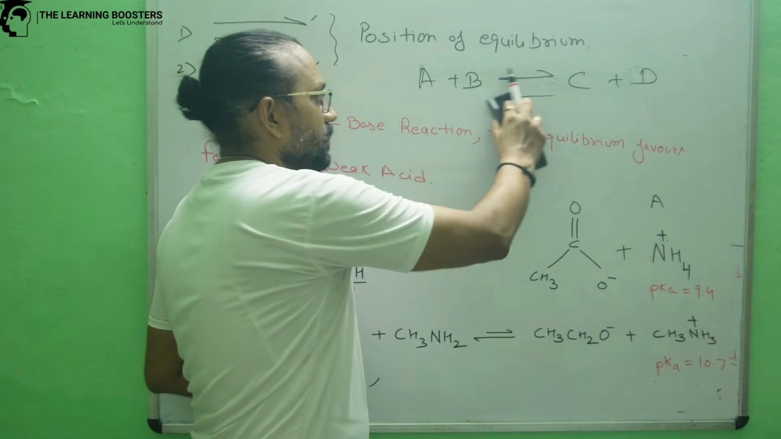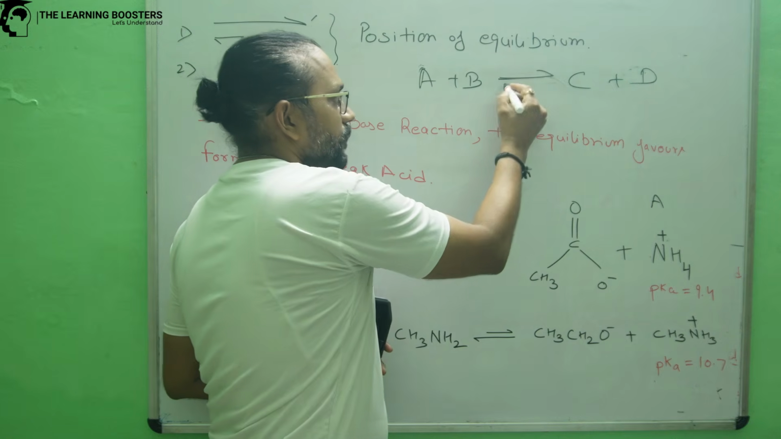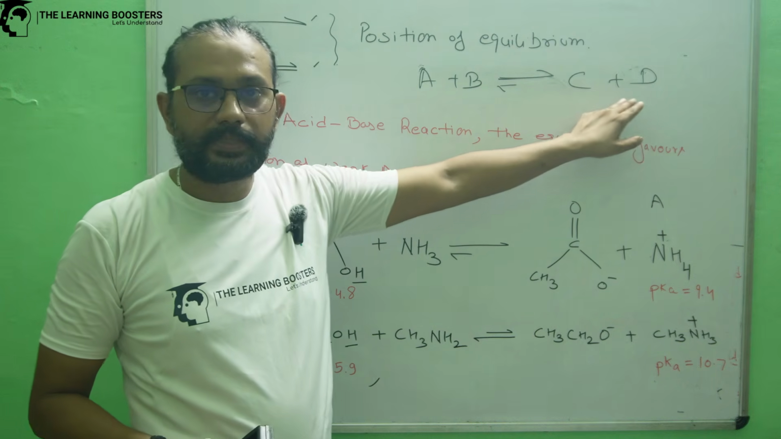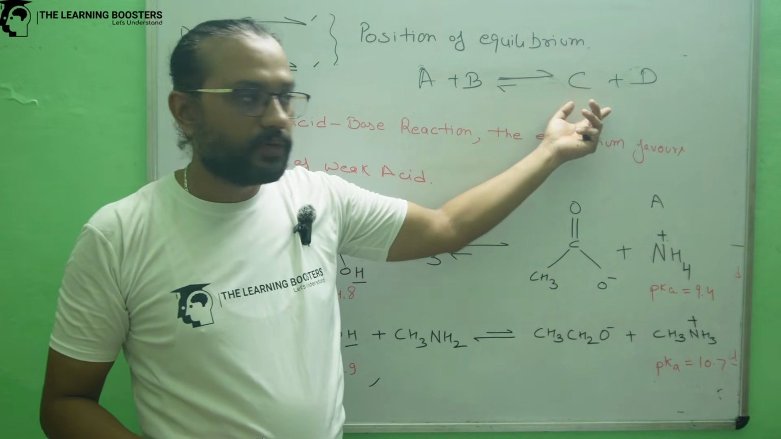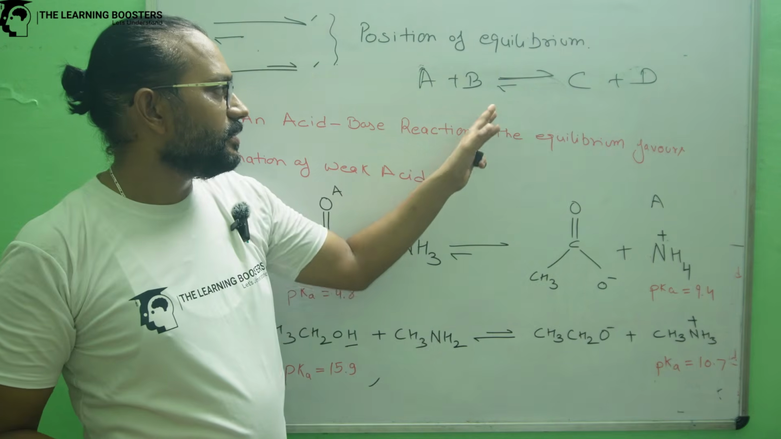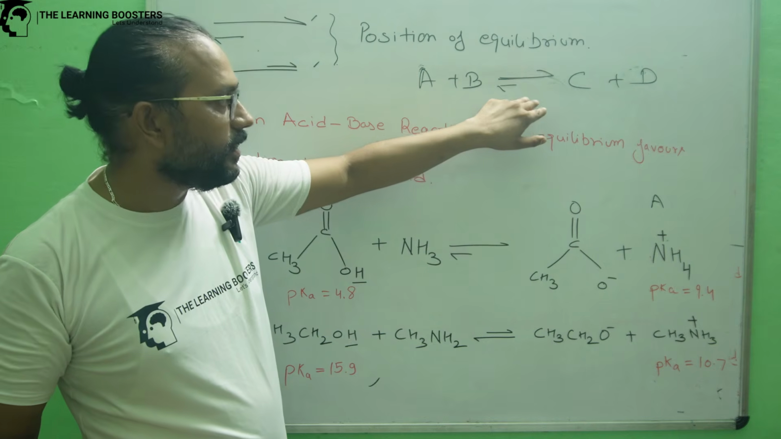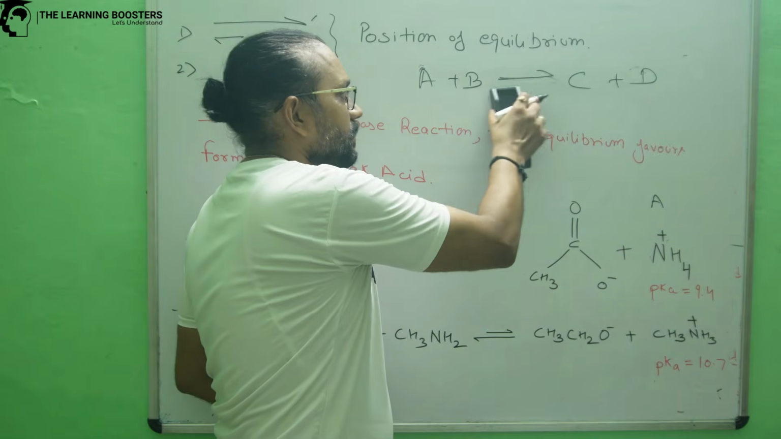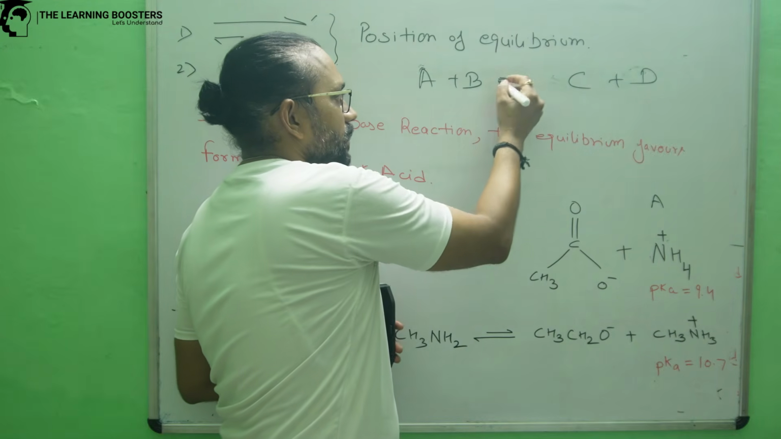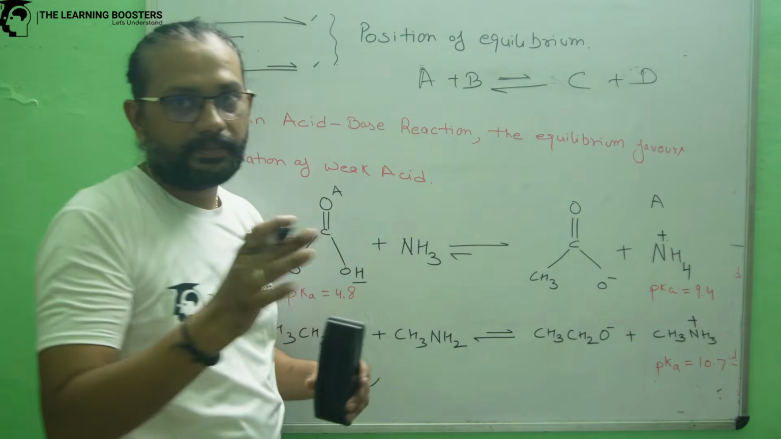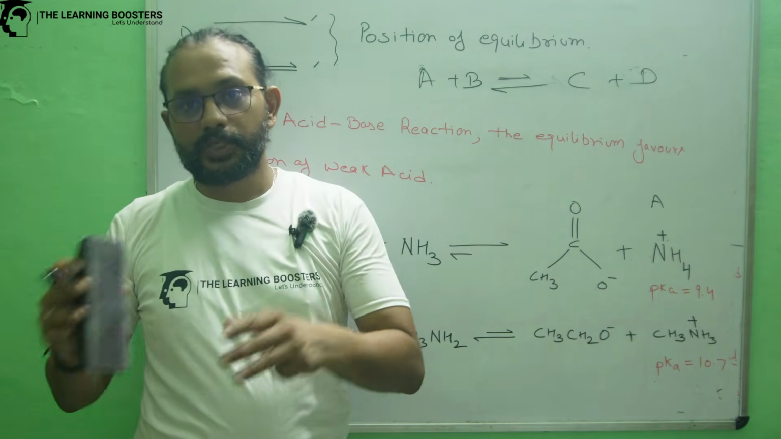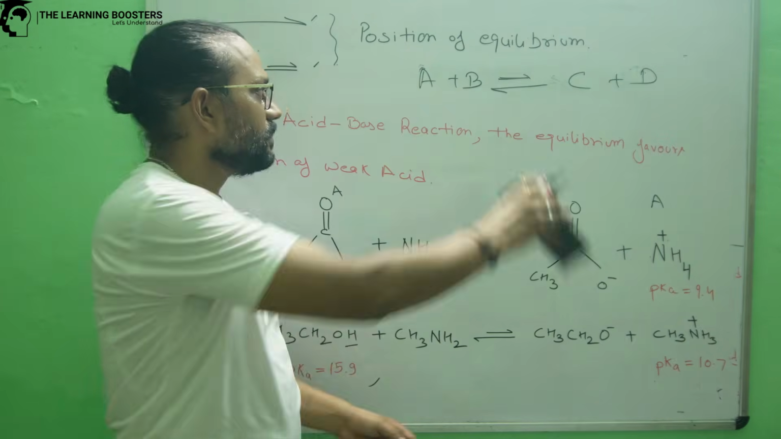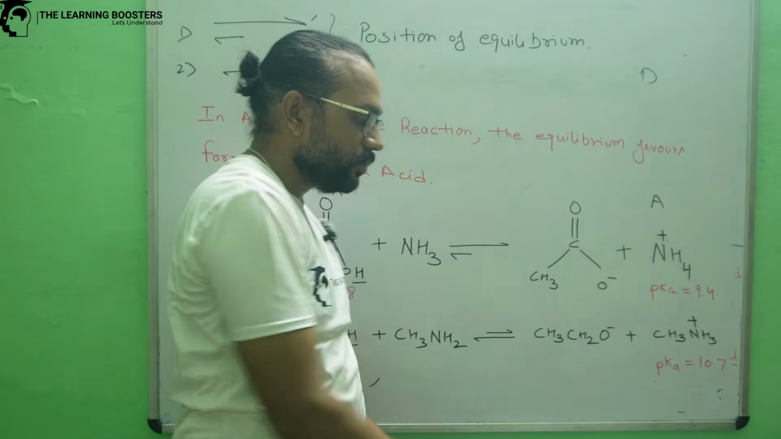In the previous class we said that if the reaction is favored on the product side, for example C and D, the equilibrium lies toward the right side, and the upper arrow is longer than the lower one. And if the reverse reaction is more favorable, the position of the equilibrium lies toward the left-hand side. So let us discuss how to check the position of an equilibrium.